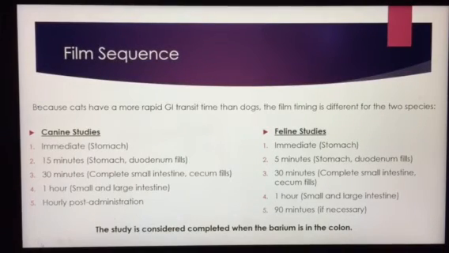Film sequence. Because cats have a more rapid GI transit time than dogs, the film timing is different for the two species. For canine studies, a radiograph should be taken immediately after administering the contrast agent, another one at 15 minutes, then 30 minutes, then 1 hour, then hourly post-administration.